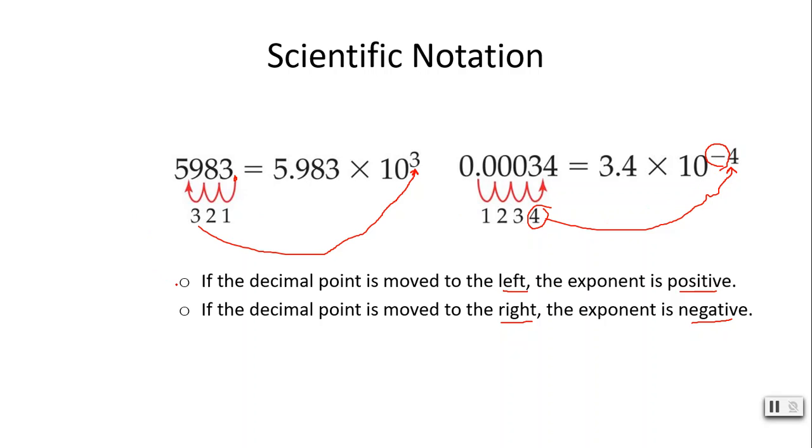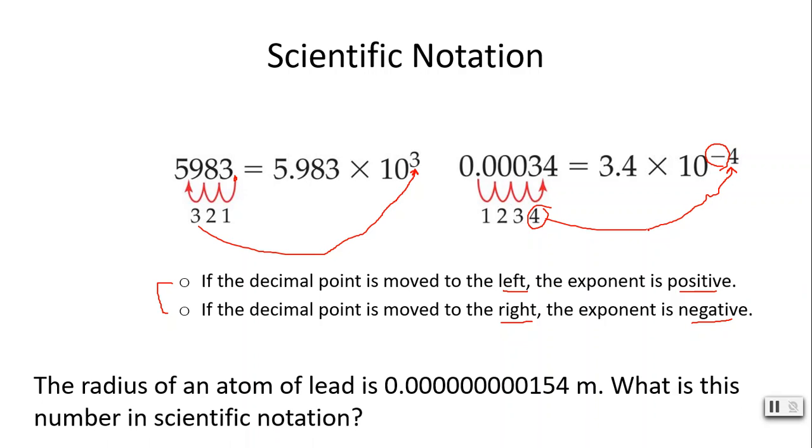Another way to state these two rules is that big numbers, numbers that are greater than 1, have positive exponents. Small numbers, numbers that are less than 1, have negative exponents. Both rules will still give you the correct answer for writing numbers in scientific notation.